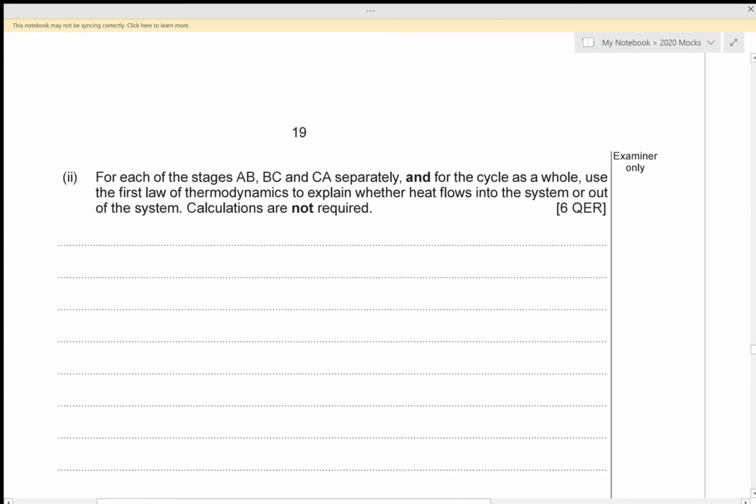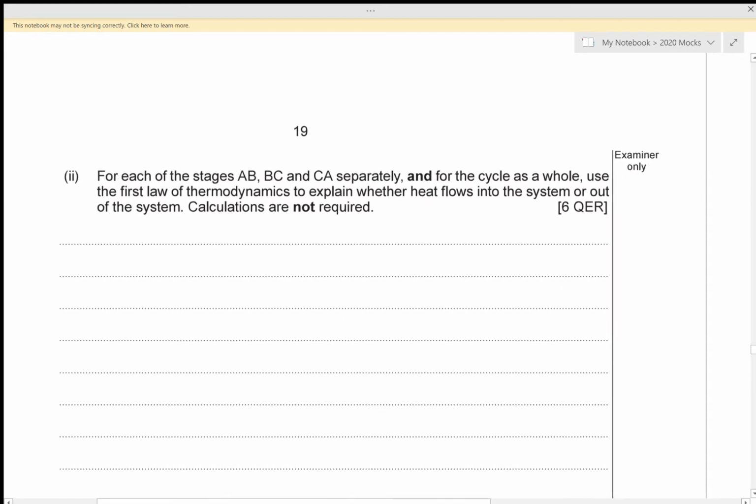Okay. For each of the stages, AB, BC, CA separately, and for the cycle as a whole, use the first law of thermodynamics to explain whether heat flows into the system or out of the system. Calculations are not required. This is the 6-mark question. So, what are the important points of this question? It says for each of the stages separately and for the whole cycle.